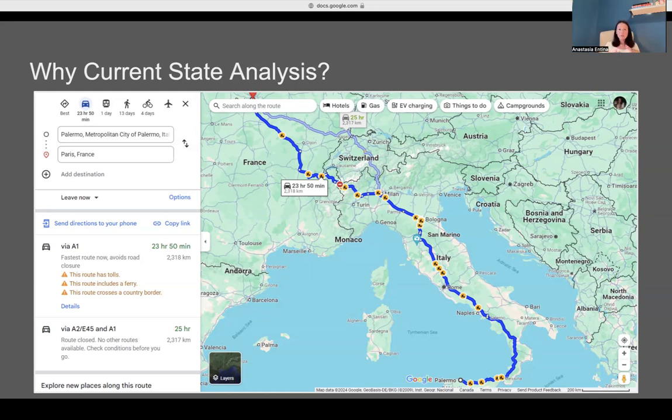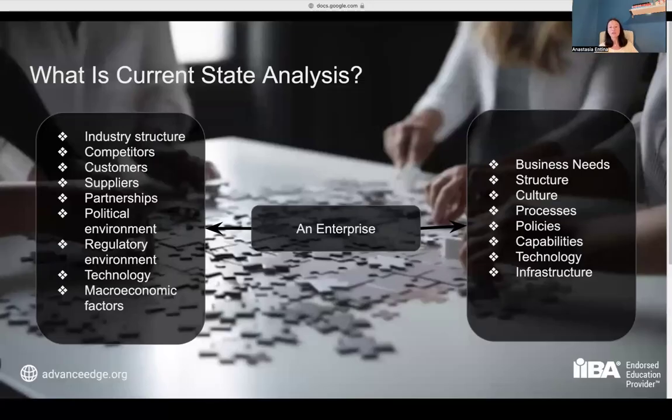The example here with Google Maps, it's not about enterprise analysis, right? It is not about software development, but it really clearly shows how incorrect identification of the current state can lead to the mistakes, errors, and failures of the whole initiative. Okay, so what is current state analysis? So assume we are performing the current state analysis on the level of the whole enterprise, right? As I've mentioned before, the perspectives and business analysis that business analysts work with might be very different.